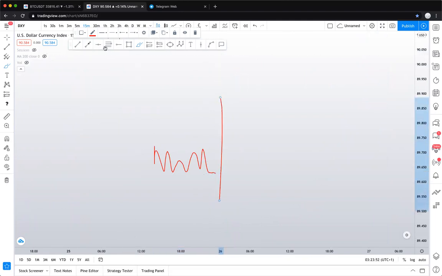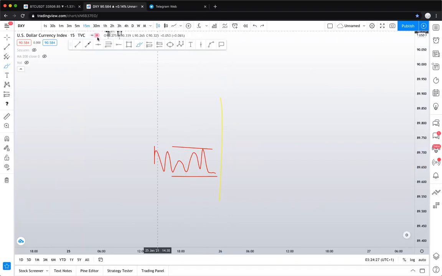I'm going to change this color to yellow. This is Asian. Let me change this real quick. Now guess what? At the beginning of London opening, guess what price is going to do? Sorry, I'm going to change this color real quick.